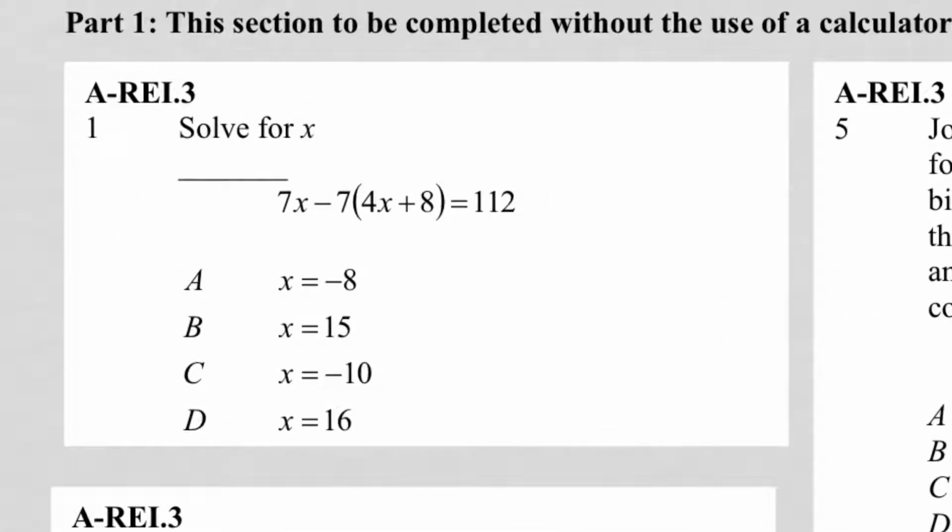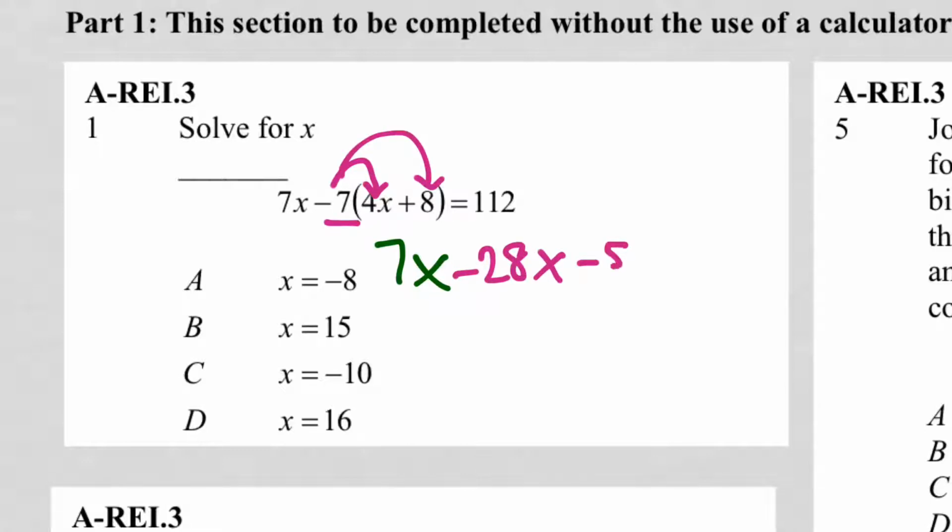Question number 1, you need to solve by using distributive property. So I'm not going to distribute or combine the 7x. So I'm going to rewrite 7x. But I do need to distribute the negative 7. So negative 7 times 4x is negative 28x. And negative 7 times 8 is negative 56. This is going to equal 112.